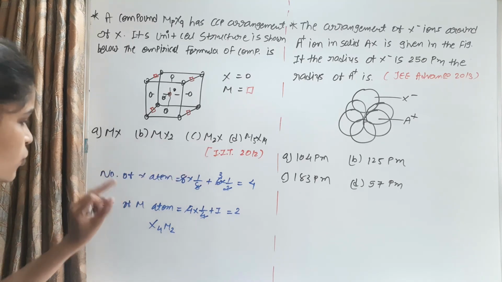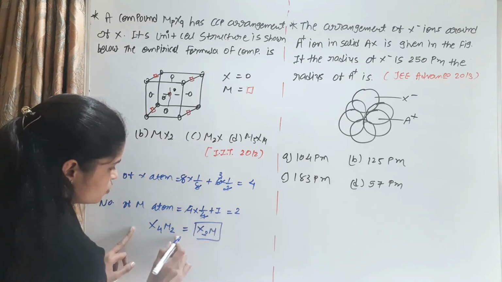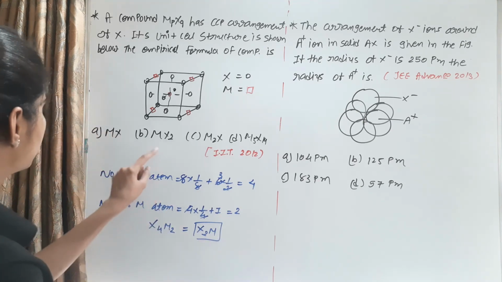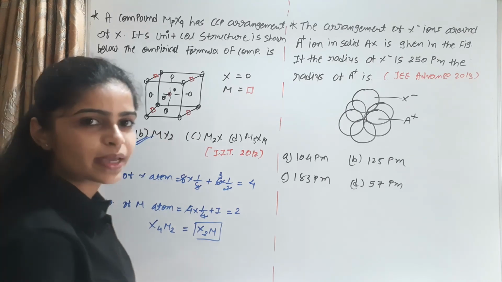X4 and M2 are common to X2M. 2 is common, so X2M, and its answer is MX2. This is the right answer, MX2.